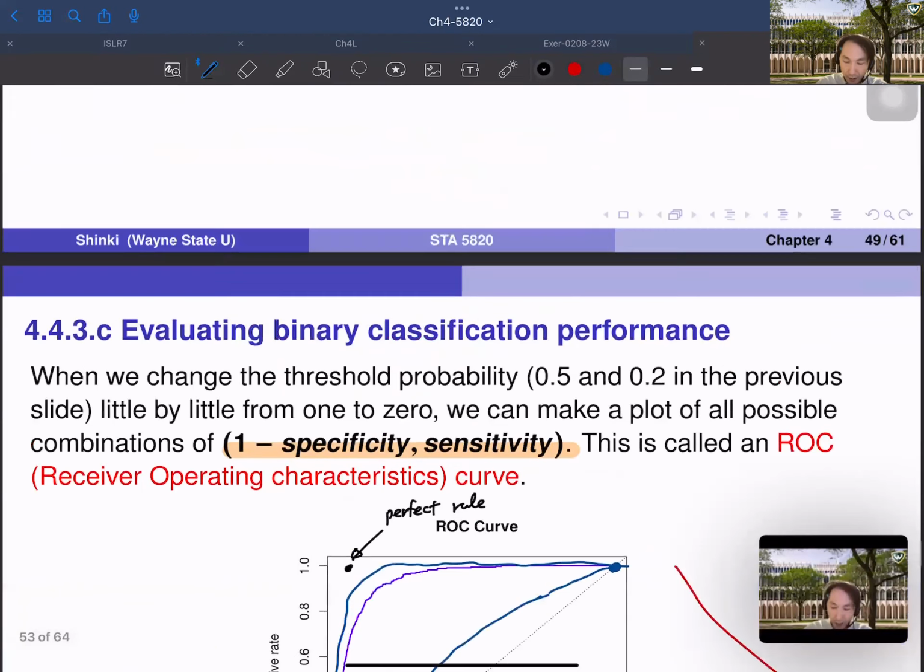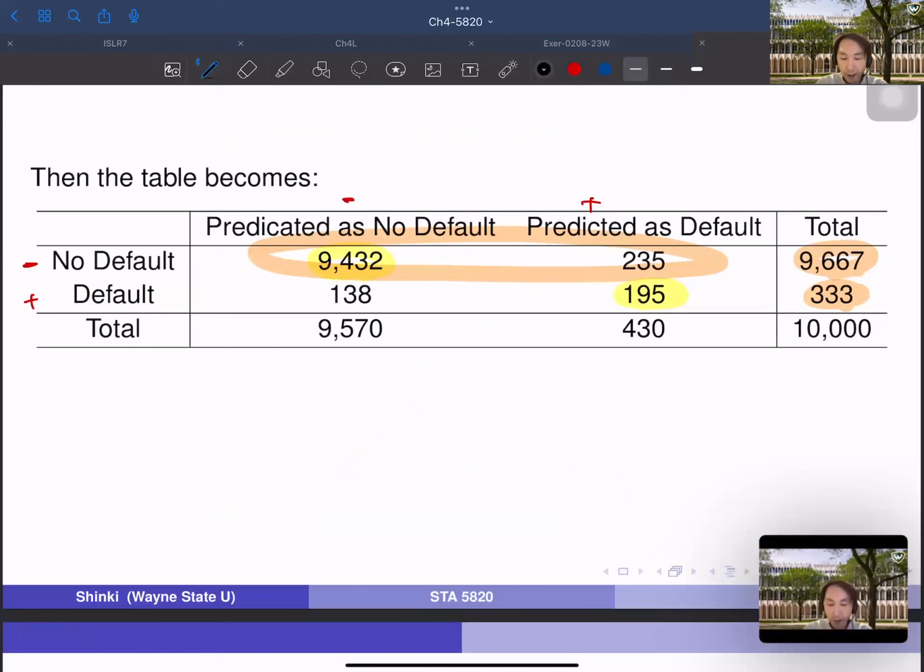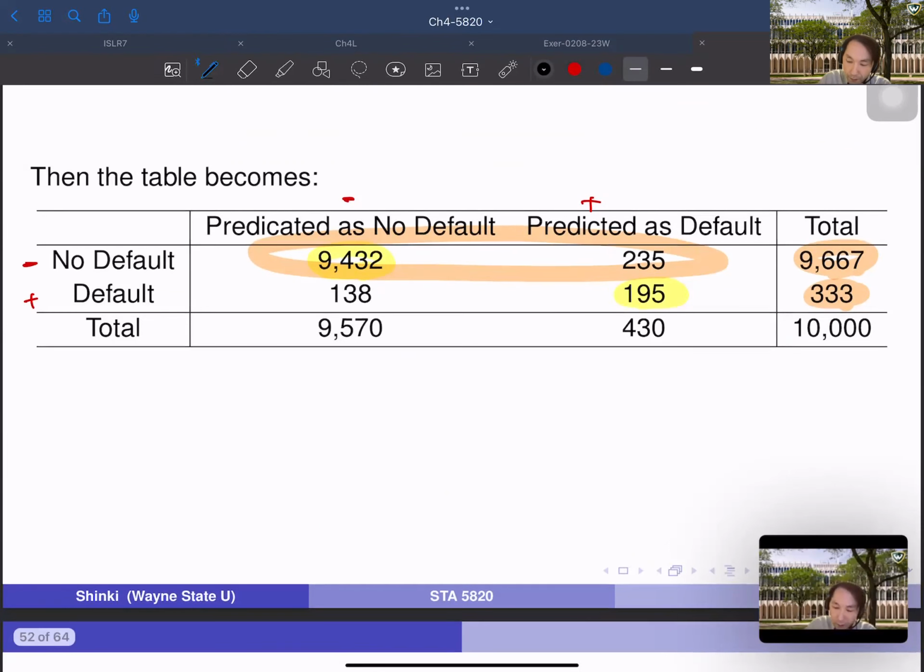So you can see that, suppose this table is entirely random, then the proportion of this to this is equal to the proportion of this to this. For example, maybe the numbers are 9,000 and 1,000, and here 900 and 100. Then that is basically regardless of truth. Basically, we decide the predicted as no default and predicted as default. So this is a random rule.